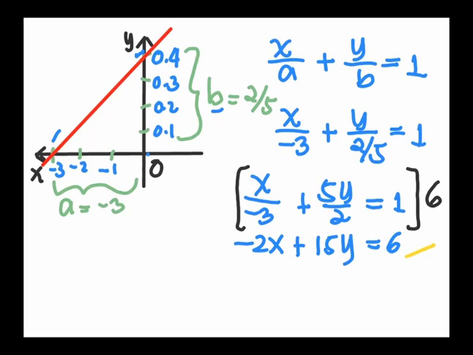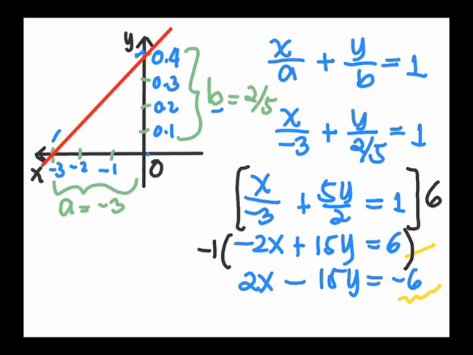However, we can find an equivalent form of this equation by multiplying the entire equation by negative 1. So we'll do it now. Negative 1 times negative 2 is positive 2. So this will now become positive 2x minus 15y is equal to negative 6. This is the equation of the line in standard form, which is of course equivalent to the first one we have derived earlier.